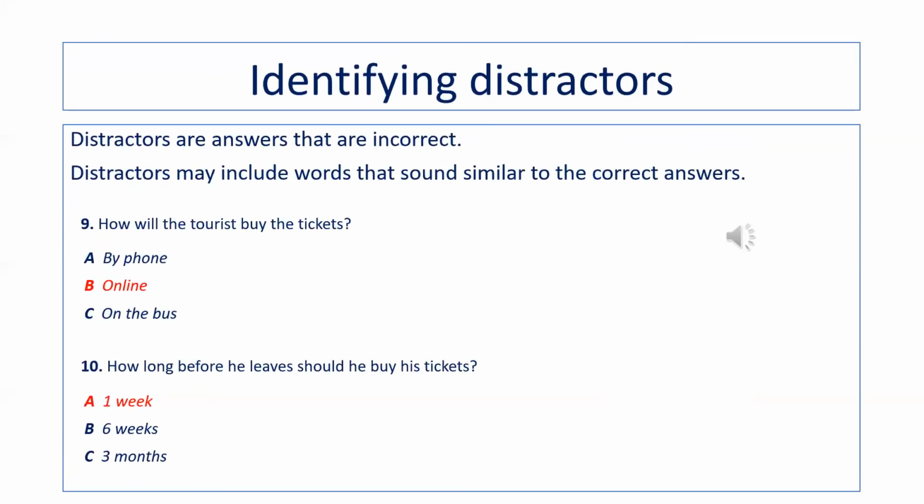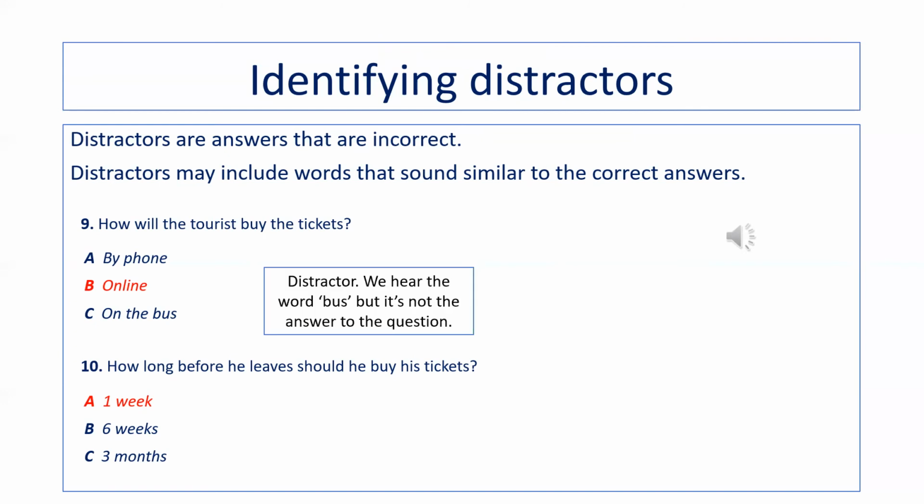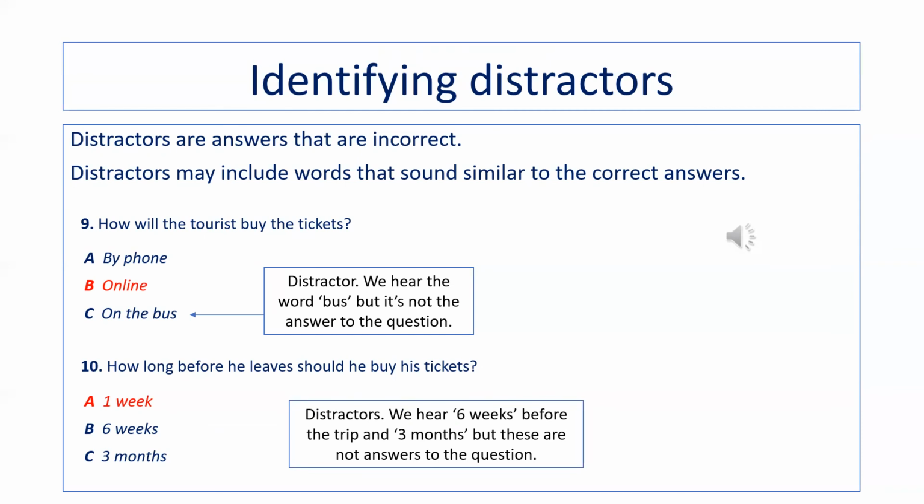There are distractors in these answers. Distractors are answers that include words that sound similar to the correct answer or that appear in the audio that may distract you. In number 9, C, on the bus, is a distractor because we hear the word bus during the audio. We hear the lady talking about it, but it's not the answer. And in number 10, 6 weeks and 3 months are also distractors because we hear these terms, but they are not the answer to the question.